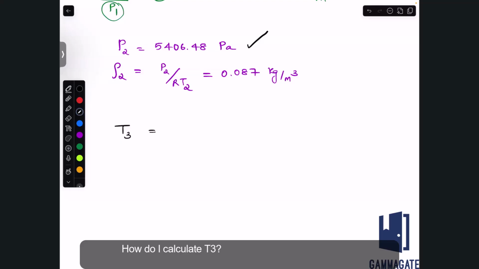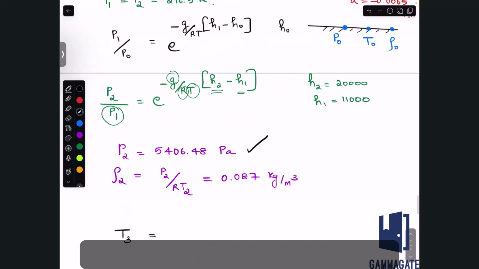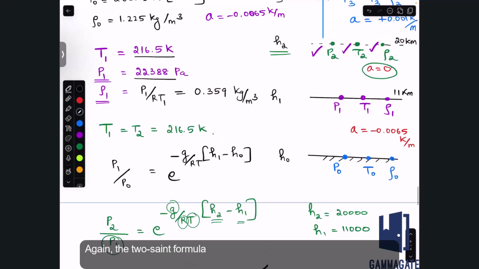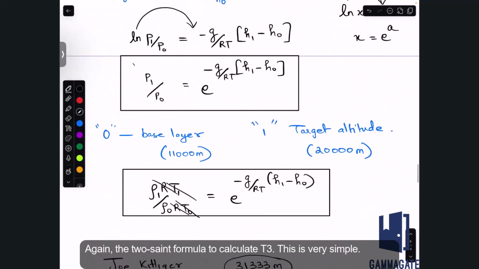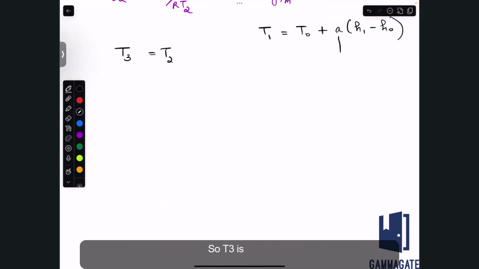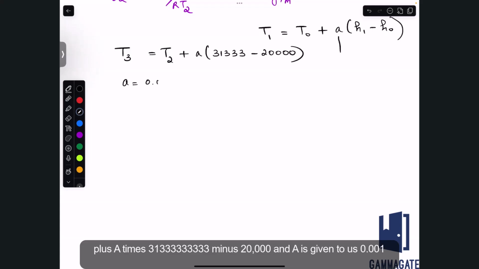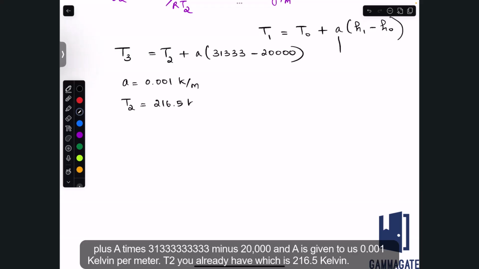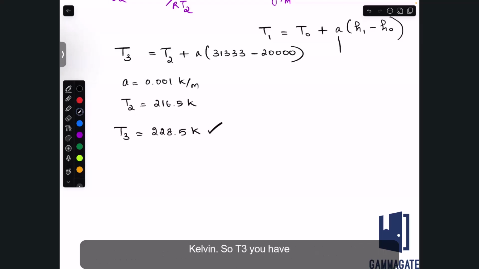How do I calculate T3? I will use the Toussaint formula, again, to calculate T3. This is very simple. So you can see this is the formula. T3 is equal to T2 plus A times 31,333 minus 20,000. And A is given to you as 0.001 Kelvin per meter. T2 you already have, which is 216.5 Kelvin. So 228.5 Kelvin. Okay, so T3 you have.